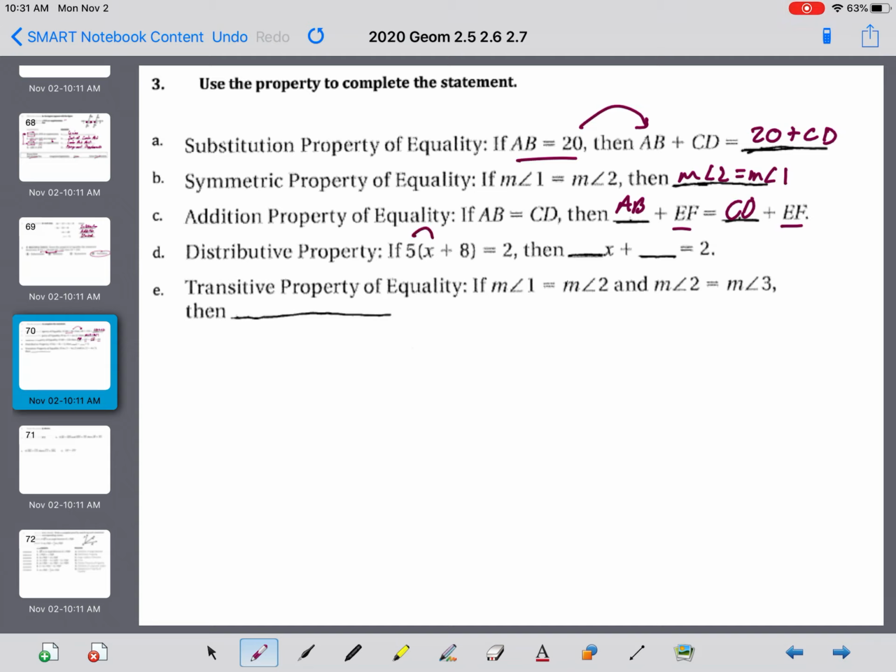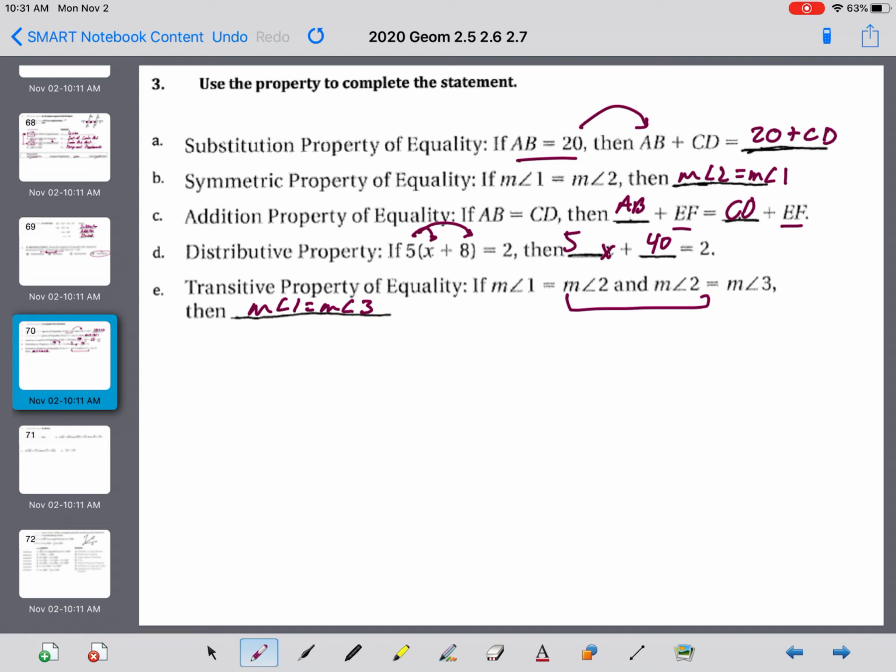Distributive property is just that. Distribute this 5. 5 times x is 5x. And then 5 times 8 is 40. I see it's already got the x there. 5x plus 40 equals 2. Transitive, here's your link. Get rid of your link. So this would be measure of angle 1 equals measure of angle 3.